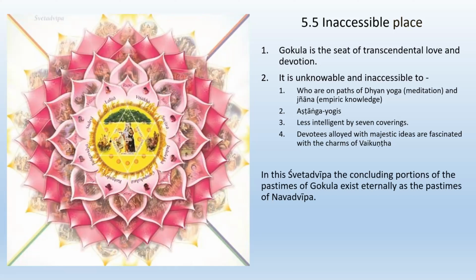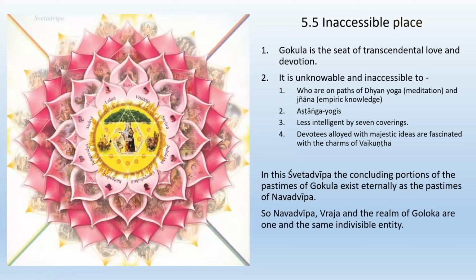And around this, Srila Bhaktisiddhanta Saraswati Thakur mentions that in the śvetadvīpā, if you see Gaur Lila on the outer petals there, the concluding portions of the pastimes of Gokula exist eternally as pastimes of Navadvipa. So Gaur Lila is also present there as pastimes of Navadvipa. So Navadvipa, Braja, and the realm of Goloka are one and the same, and they are an indivisible entity. They are the same thing.